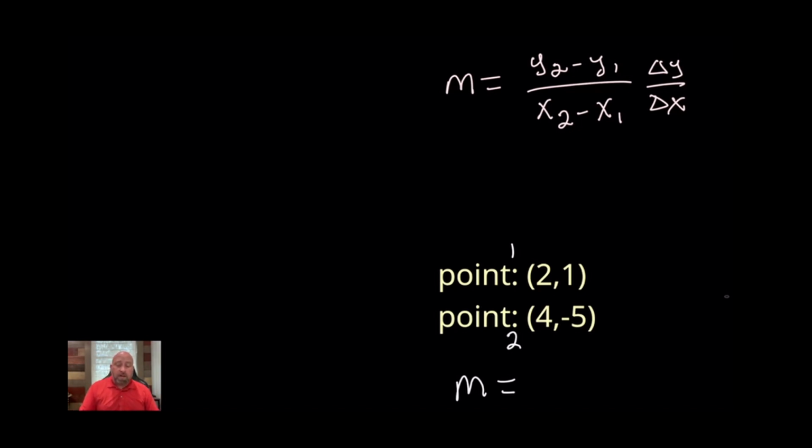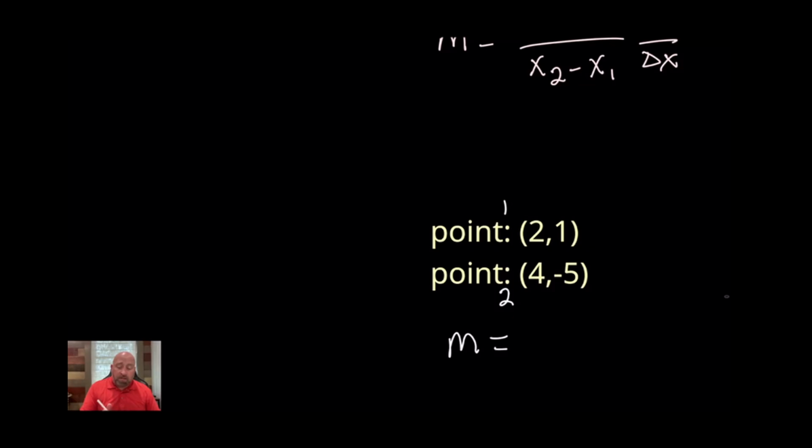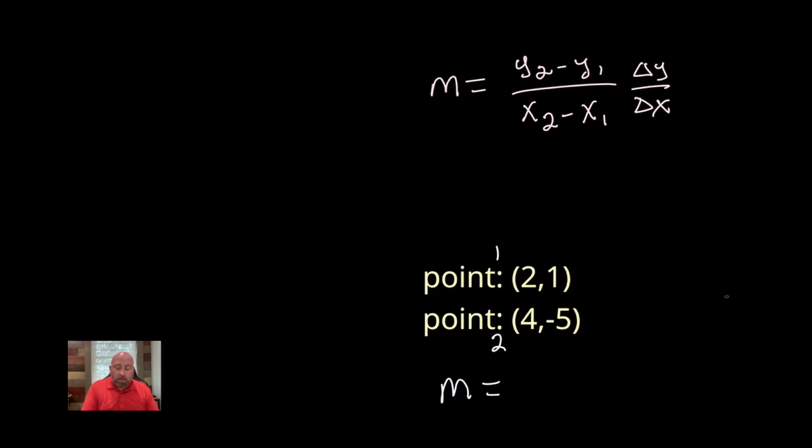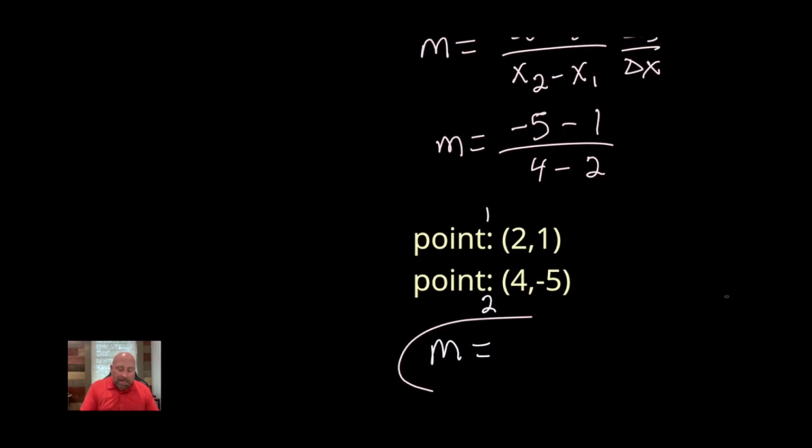All right, so here we go. Let's go ahead and find our slope. Let's just plug into this. So what is our y1 point? Well, they're right here. So our y2 is negative 5 minus our y1, which is 1, over our x2, which is 4, minus our x1, which is 2. This is our slope right here. We need this in order to solve the rest of it.